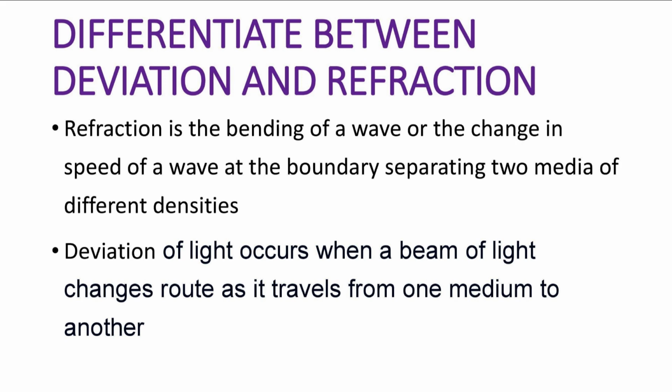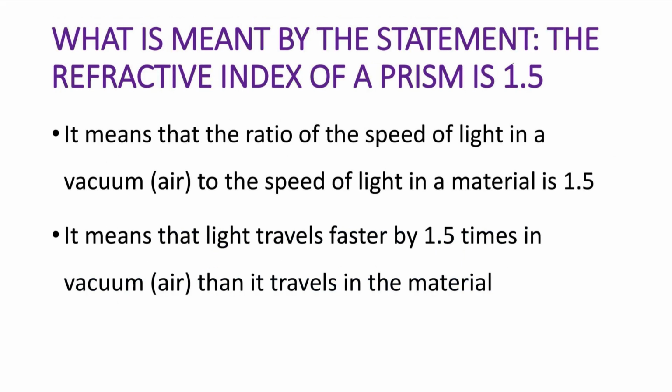They can ask you to differentiate between deviation and refraction. Of course, you know that refraction is the bending of a wave, or the change in speed of a wave at the boundary separating two media of different densities. Deviation of light occurs when a beam of light changes route as it travels from one medium to another medium.